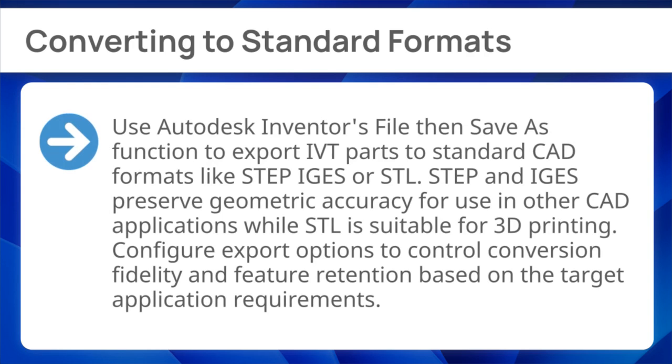Next, converting to standard formats. Use Autodesk Inventor's File, then Save As function to export IVT parts to standard CAD formats like STEP, IGS, or STL. STEP and IGS preserve geometric accuracy for use in other CAD applications, while STL is suitable for 3D printing. Configure export options to control conversion fidelity and feature retention based on the target application requirements.